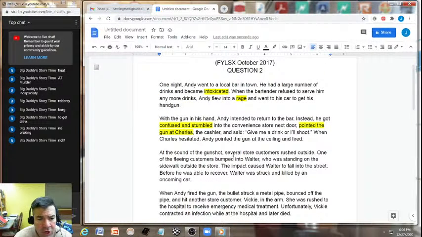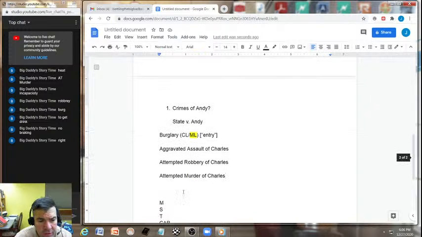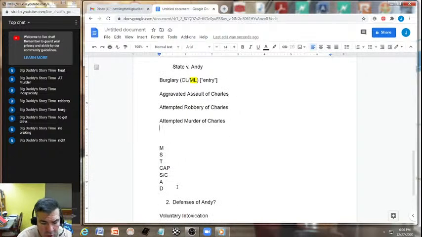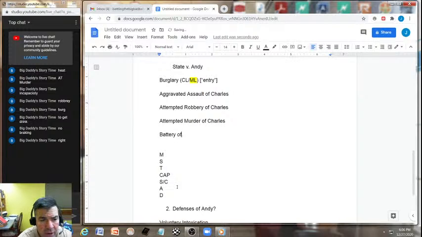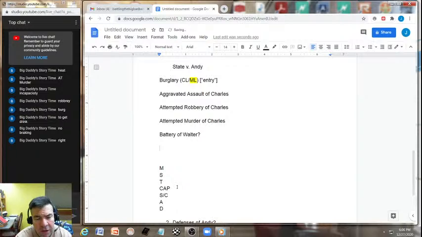Now, at the sound of the gunshot, several store customers rushed outside. One of the fleeing customers bumped into Walter, who was standing on the sidewalk outside the store. And the impact caused Walter to fall into the street. Before he was able to recover, Walter was struck and killed by an oncoming car. So this is what we're talking about here. Now, can we argue a battery of Walter? We may argue that it's possible, but we definitely have the homicide of Walter.